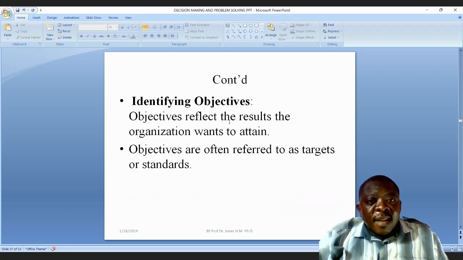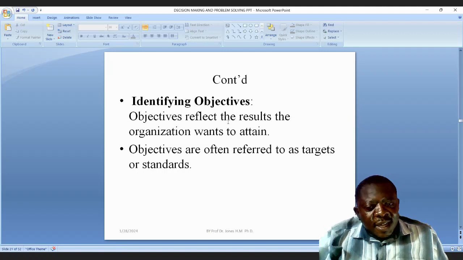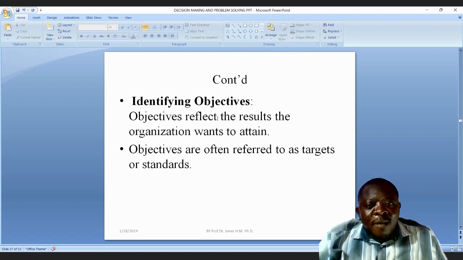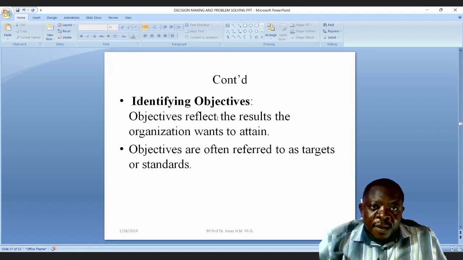Then there is identifying objectives. Objectives will reflect the results that the organization wants to attain. Objectives are often referred to as targets or standards. So it is important that each and every day you come on duty, you set certain standards of what you want to achieve, based on the clientele that you have for that day and within the community. So you need to have objectives, and see that the resources that you have will help you to attain them.